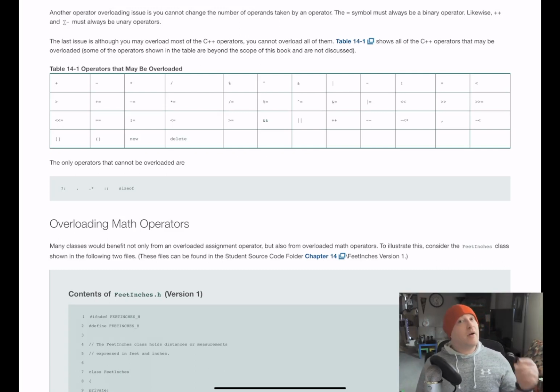However, maybe there's a good reason that you want to add students together. What happens if we had another class, a group class? And what happens if a group class consisted of an array of student objects? What we could do in the group class is overload the plus operator. So long as we have instances of the student class that are already instantiated and already have values in them, we can add them together to create a group.